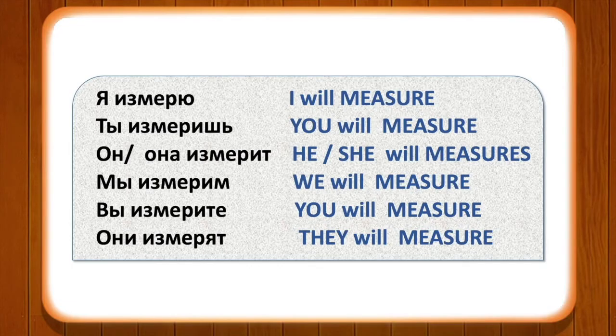And conjugation of another verb is merit, that means to measure, and its imperfective aspect is izmeryat. But in this text we came across the verb izmerit, so here I am conjugating izmerit. Ya izmeryu, that means I will measure, because this is a perfective verb. Ti izmerish, you will measure. On ana izmerit, he or she will measure. Mi izmerim, we will measure. Vi izmerite, you will measure. Ani izmeryat, they will measure.